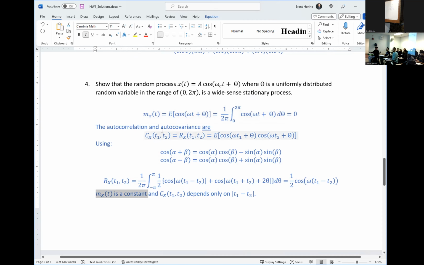And then we can look at the autocorrelation and autocovariance of this thing. Here it's handy to use your trig identities. I think I gave you that hint in the previous lecture with these double angle formulas, adding and subtracting angles. You take advantage of these, and you can write this out. The integral limits are updated.